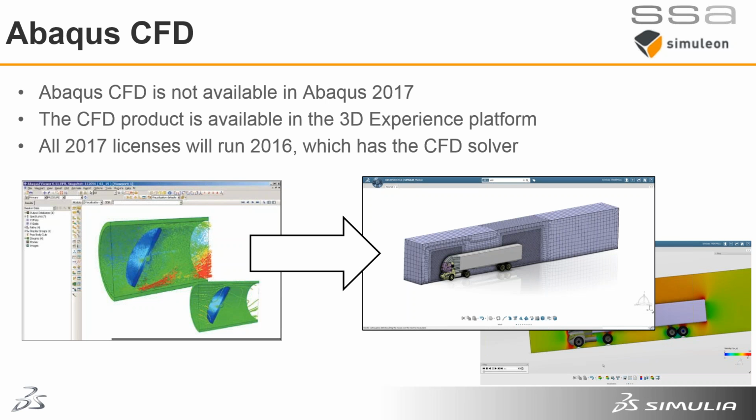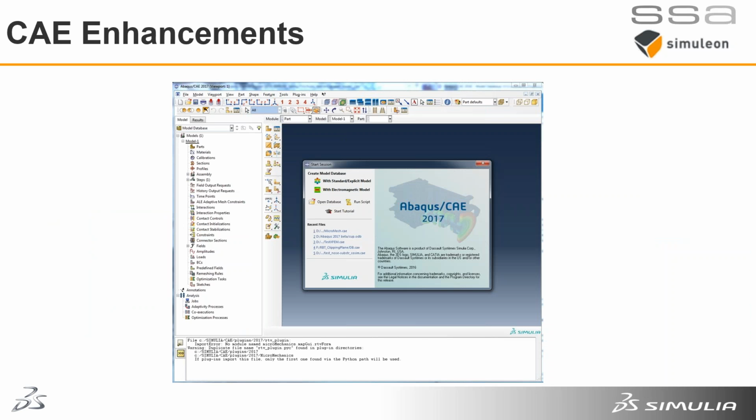Right, so that's the first parish notice thing. We'll start looking at CAE enhancements. So here I've screen grabbed Abaqus CAE 2017, and obviously it's quite a familiar thing. Abaqus CAE has been around for a few years now, so you're not going to see any earth-shattering improvements to the basic structure and overall look and feel.